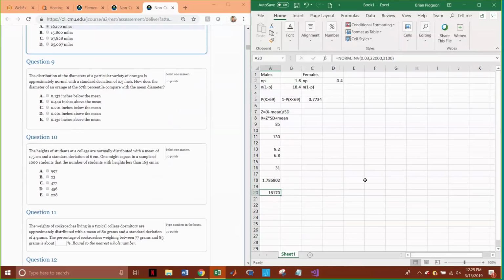The distribution of the diameters of a particular variety of orange is approximately normal with a standard deviation of 0.3 inches. How does the diameter of an orange at the 67th percentile compare with the mean diameter? This one's a little tricky, I'm not going to lie. All we're looking for, it doesn't tell us anything about what the mean value is, and we actually can't figure that out.